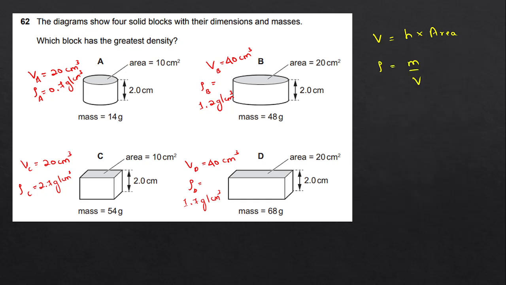Out of these four, we have to select the object with the greatest density. That would be object C. So C is the correct answer.